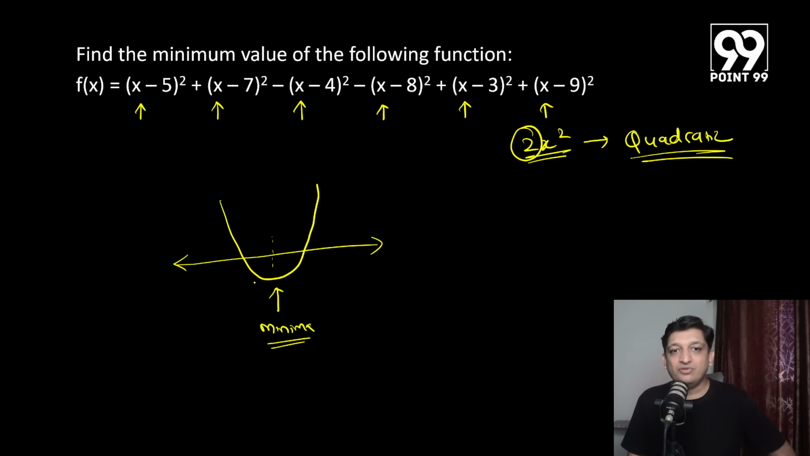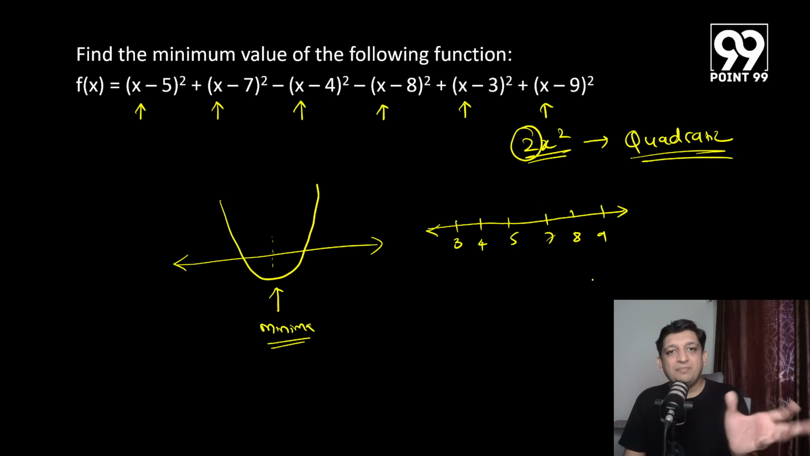Now we have to figure out where the midpoint will be. So in this case, if you look at the individual roots that we have here, we can just map those roots and see what happens. I have 5, 7, 4. So 4, 5, 7, 8, 3 and 9. So I can say 3, 4, 5, 7, 8 and 9. So typically these are the critical points that are there. We can also see that these are all symmetrical around this midpoint. So my minima has to happen at 6.